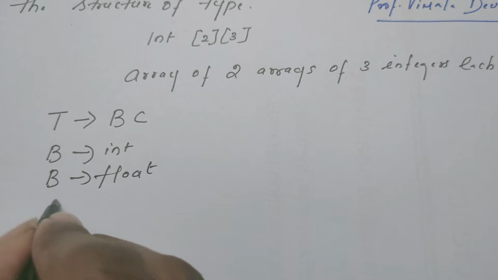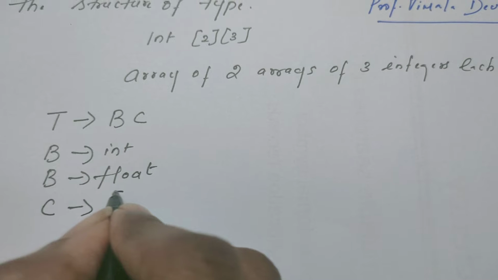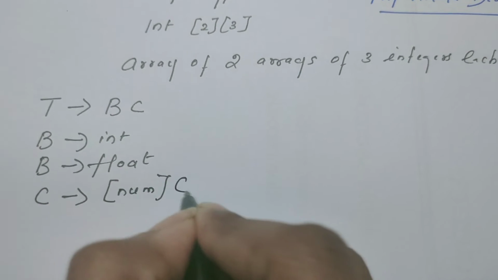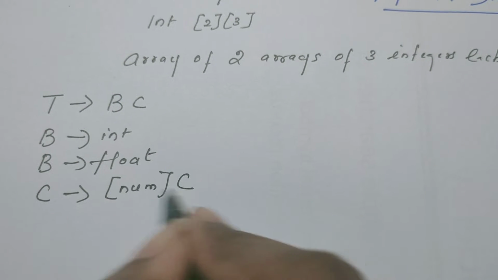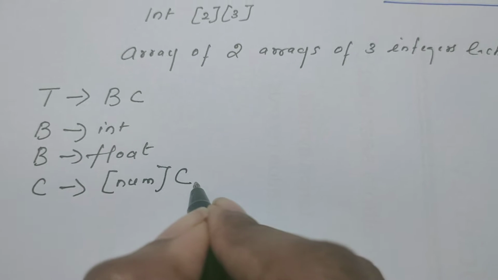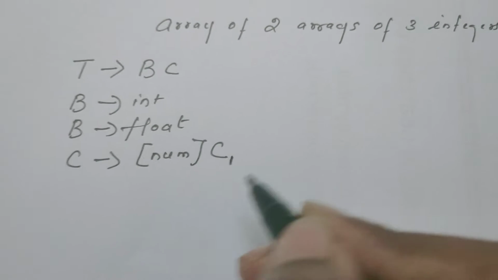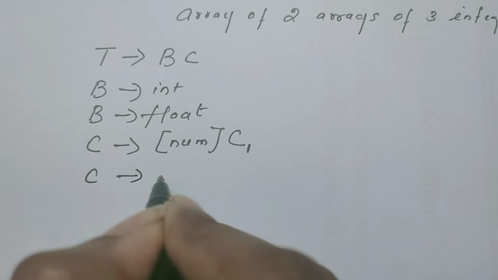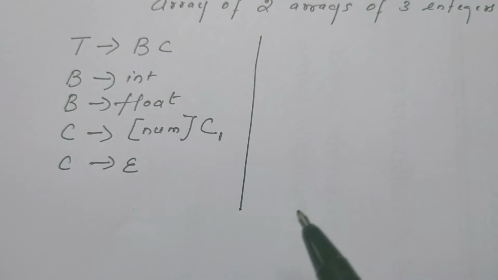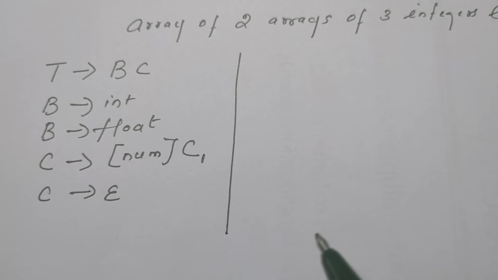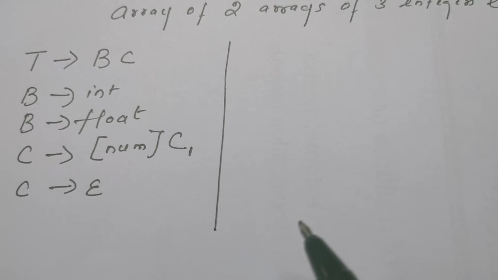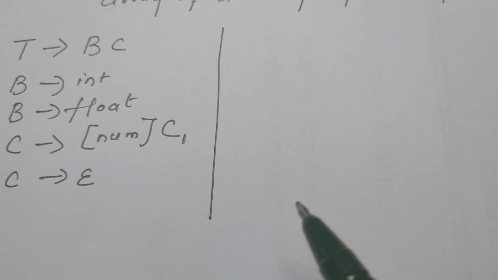So what is C? C defines the array structure. So number, I have written inside the subscript, followed by C. Since both ends have the same name C, a recursive variable, in order to differentiate I am using the subscript 1. Then finally the C must be replaced by epsilon. So this is the grammar. Against every production rule, we can have one or more semantic rules. So the production rule plus the semantic rule is nothing but the syntax directed definition.